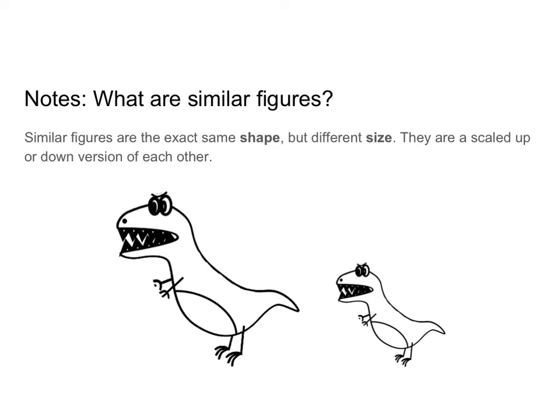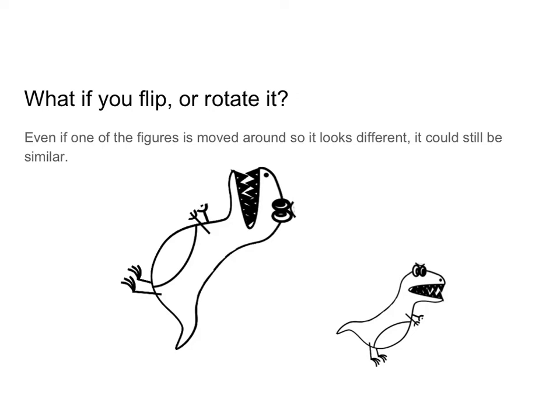Similar figures have the same shape, but they can be a different size. So they're either scaled up or scaled down, but they're the same shape. They should look the same, just smaller or larger. That includes being able to flip or rotate your image. So it's the same shape even if you've moved it around a bit.